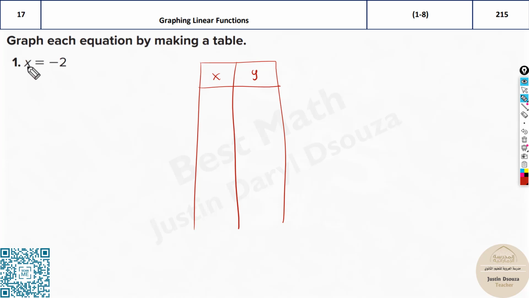Now what is given here? They have told you x is minus 2. So no matter what, x will only be minus 2. Is that clear? So here, x will be minus 2, minus 2, minus 2, minus 2, minus 2. You can write it infinite times. It will not change. But what next? What are the y values? Y values can be anything. I will start from minus 2, minus 1, 0, 1, 2. The x values will remain the same. So whatever is given, if it was y, then the y values would be the same.